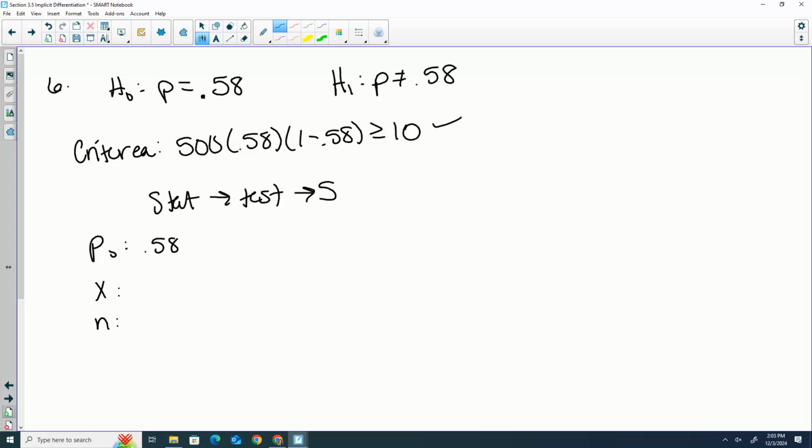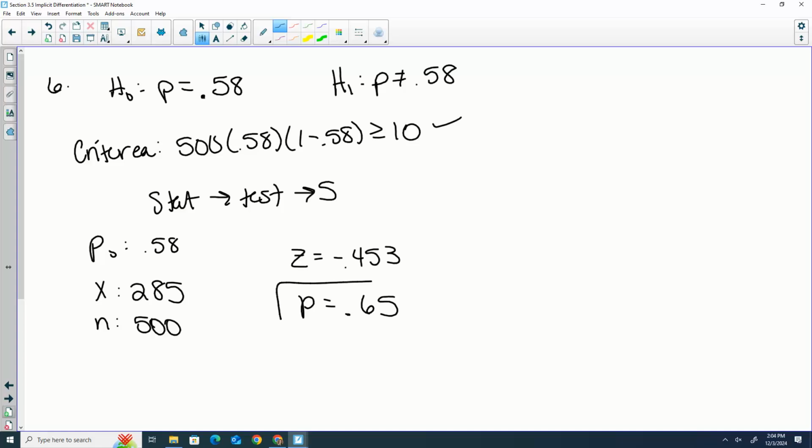X, it told me how many in their sample? 500. So 500 is my total, and out of those, how many lived alone? 285. So X is 285 and this is 500. I'm testing not equal. So our P is 0.65. So, is this unusual? No. This tells me if my null hypothesis is true, there's a 65% chance of getting the sample I did.